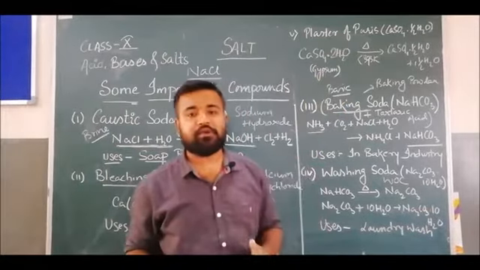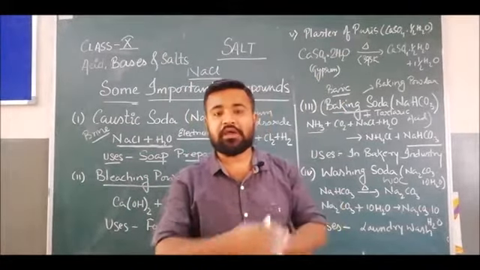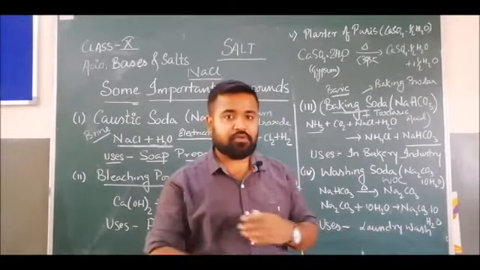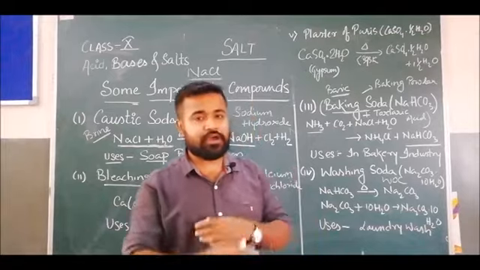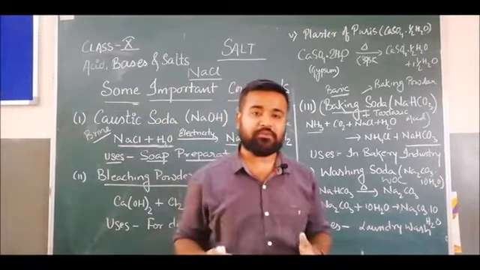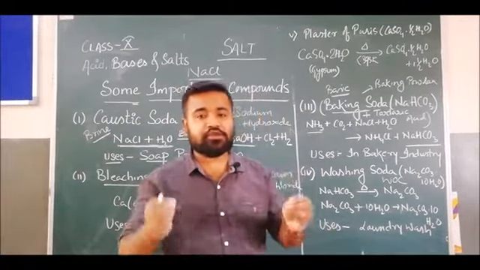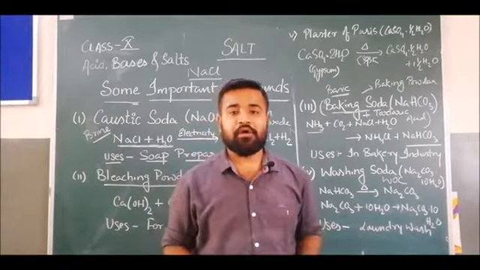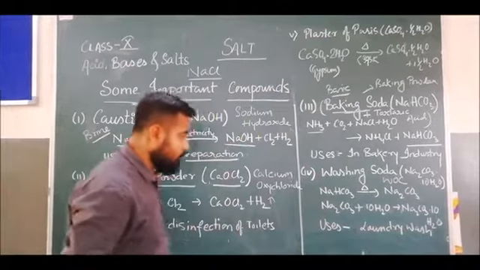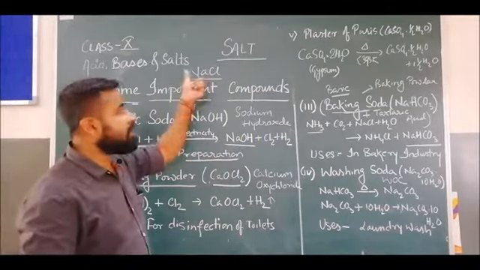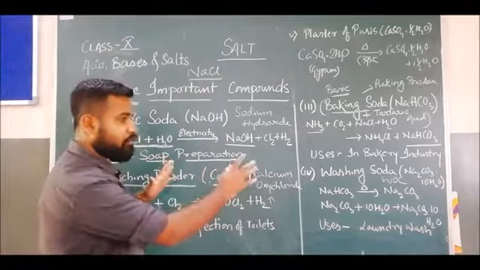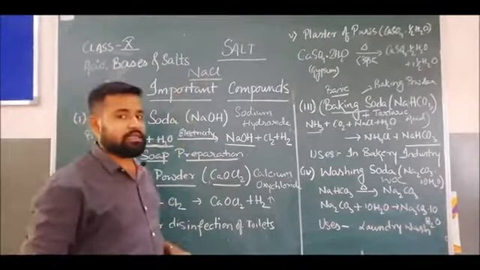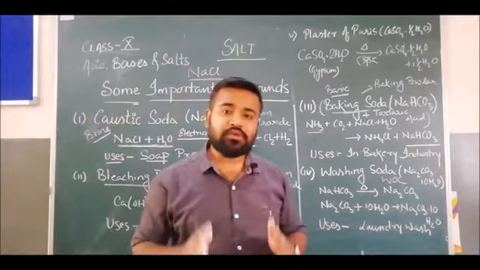So what are the uses of plaster of Paris? Generally we know that plaster of Paris can be used to plaster broken bones, to join fractured bones. And plaster of Paris can also be used in making statues and models. So this is all about the compounds obtained from NaCl. These are some of the compounds, and their uses in our day-to-day life, which are obtained from NaCl. So in this way, this chapter is over.